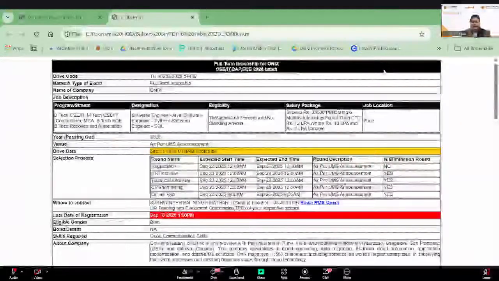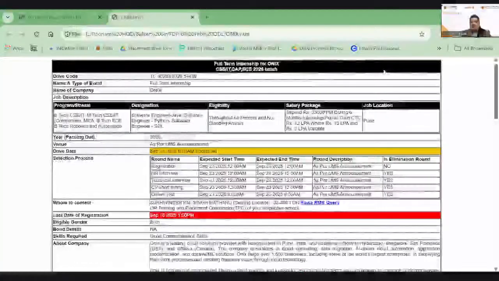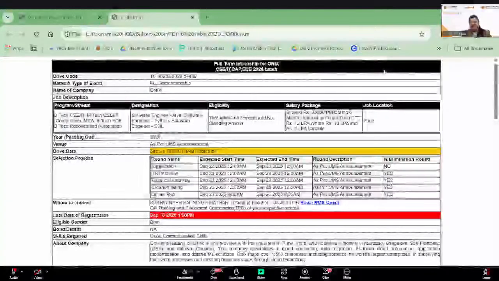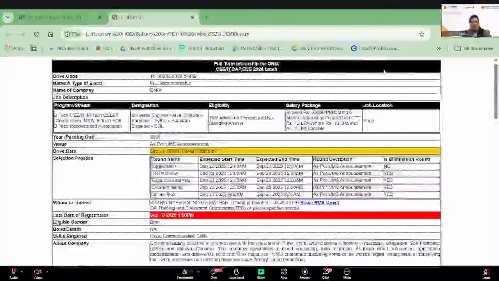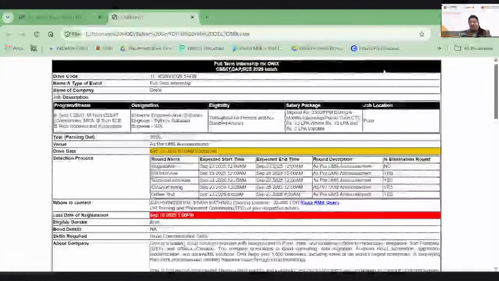All right, great. Now you might be seeing the selection process. In the selection process, all the students, I would like you to focus on the CV shortlisting that I have been talking about from the beginning of my session. Where it is mentioned CV shortlisting, everyone, can you see, right below the elimination round, they have mentioned yes.